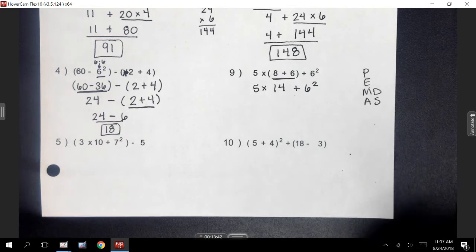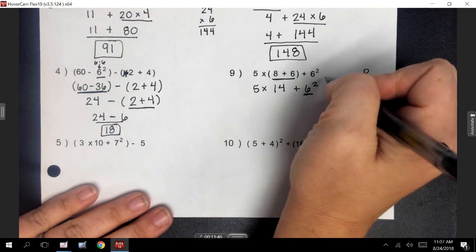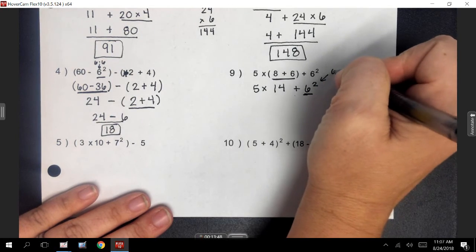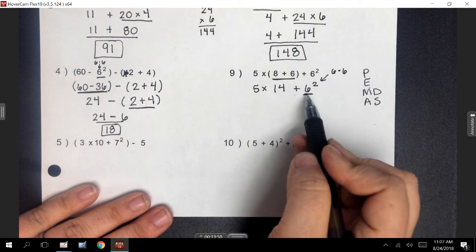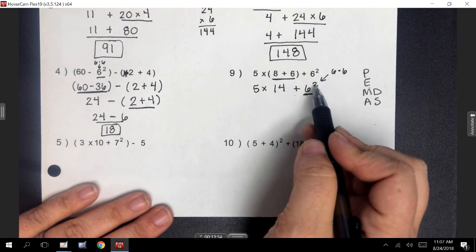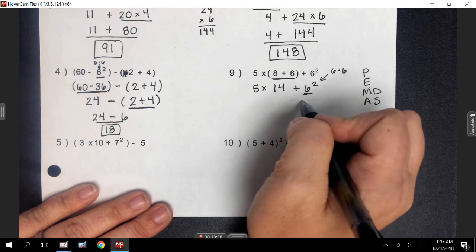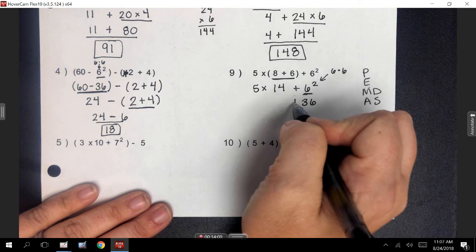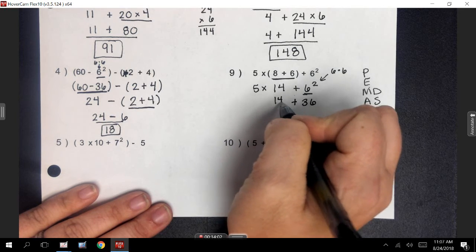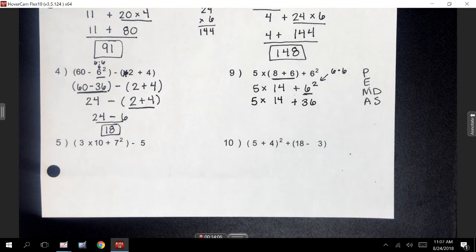We do have an exponent in this problem. 6 to the second power. Remember, that doesn't mean 6 times 2. 6 to the second power means 6 times 6. The big number is what you're multiplying. The little number tells you how many times to multiply it. All right, so 6 times 6 gives me 36. I have not done anything else. So everything else stays exactly where it was.